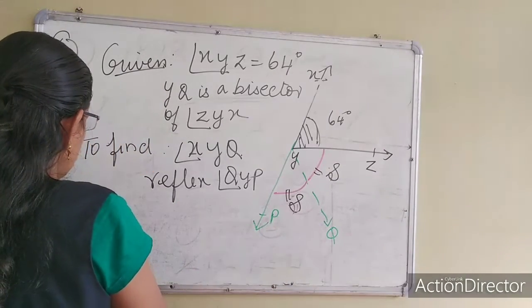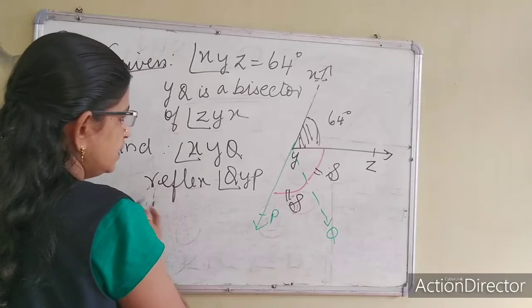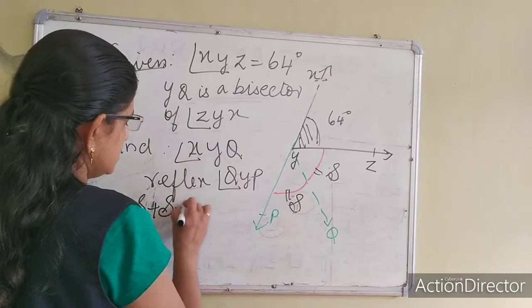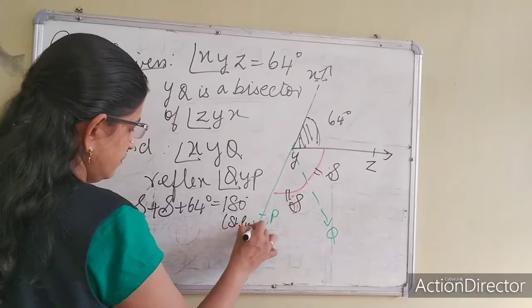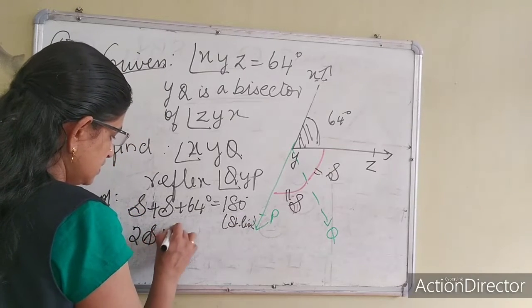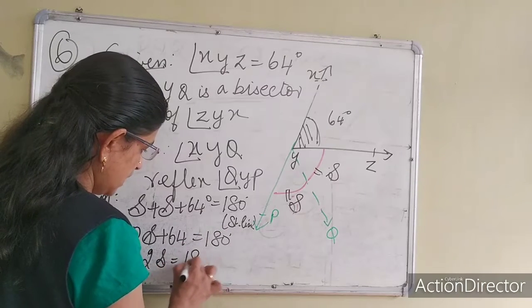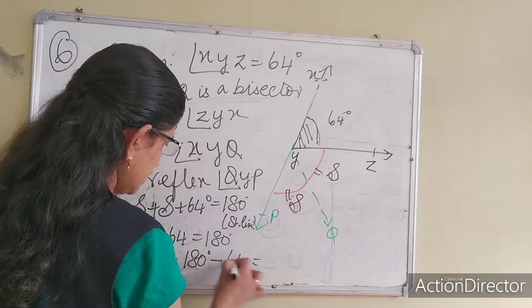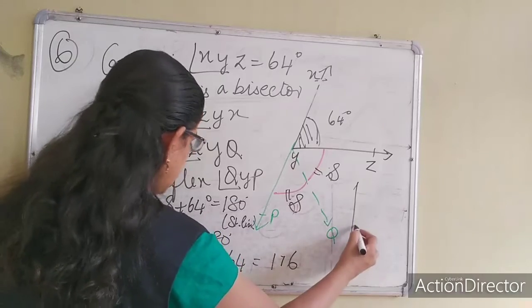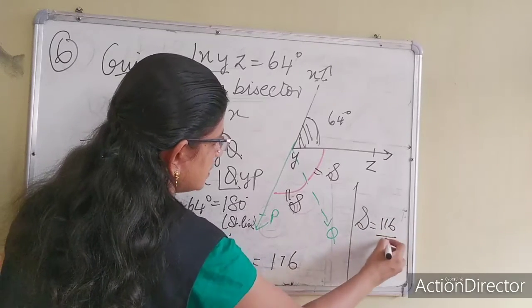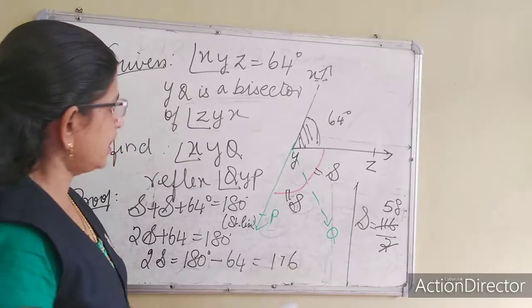So you write in proof, S plus 64 is equal to 180 degree in bracket straight line. So 2S plus 64 equal to 180. 2S is equal to 180 minus 64, which is equal to 116 degree. S is equal to 116 divided by 2, which is equal to 58. So you have found the angle S.